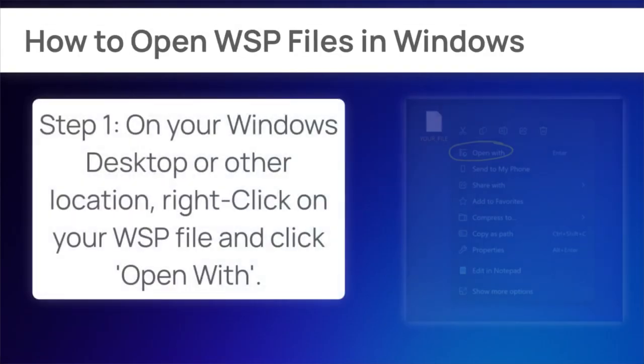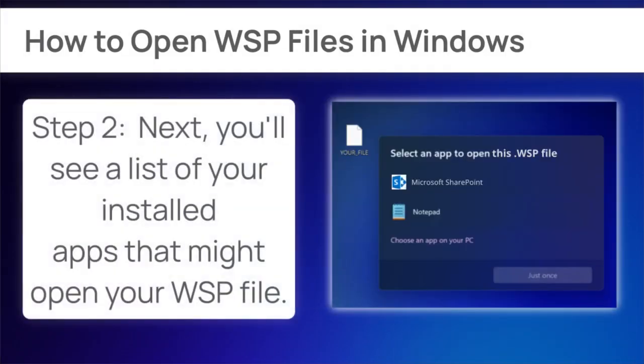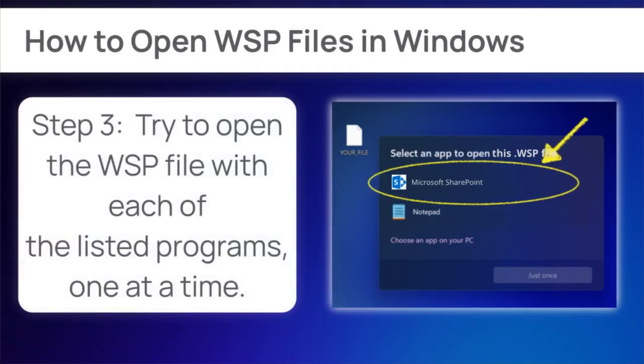Your essential first step is the Open With action. Right-click the WSP file and select Open With. If Microsoft SharePoint is installed, select it. If not, choose another program. Every app deserves a chance to open the file.